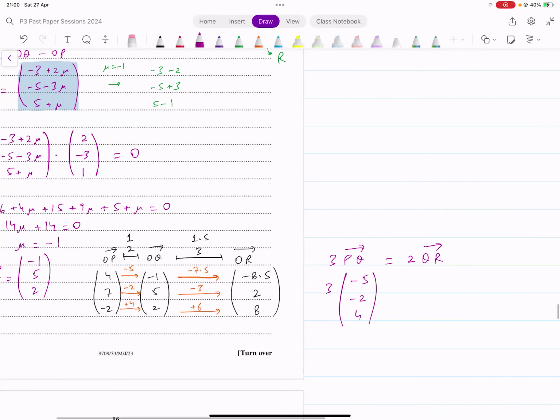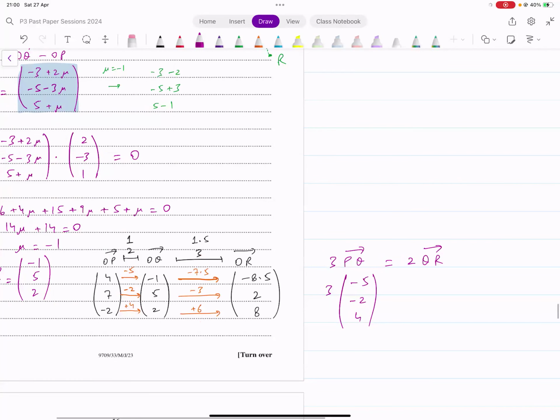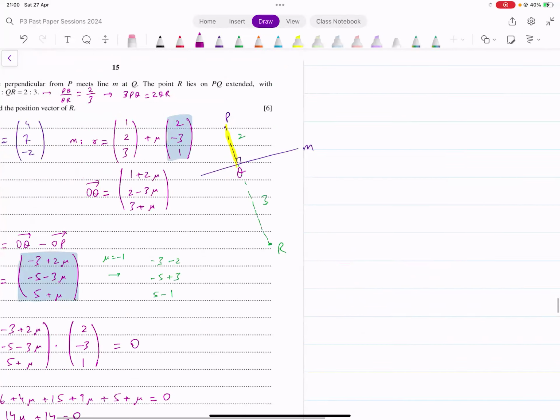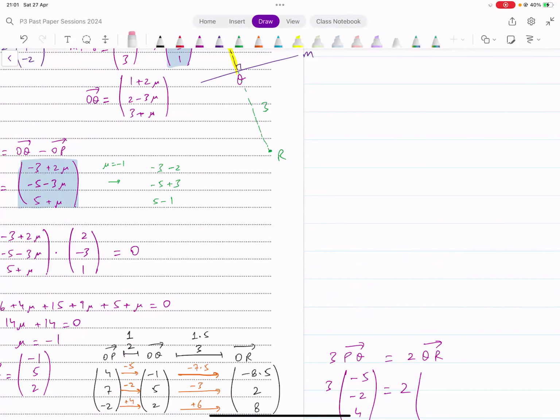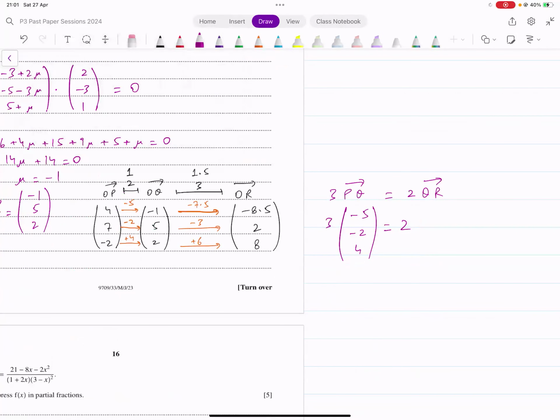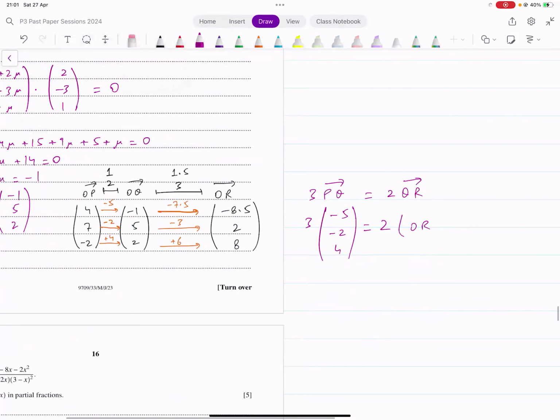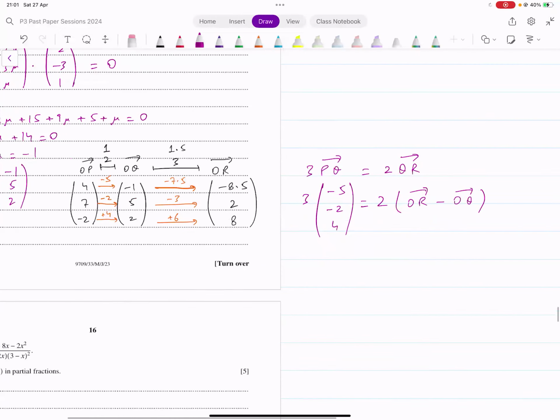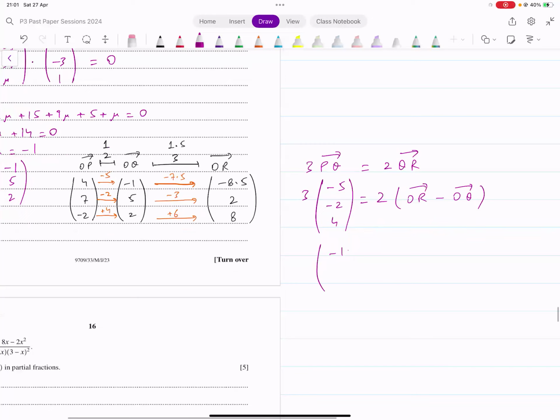Minus 5, minus 2, and 4. That equals 2 into QR vector. Now we don't know what QR vector is. In place of QR, we can say QR is the same thing as OR minus OQ. And now on the left side, we've got minus 15, minus 6, and 12. On the right side, we have 2 into OR. OR is what we have to find out.